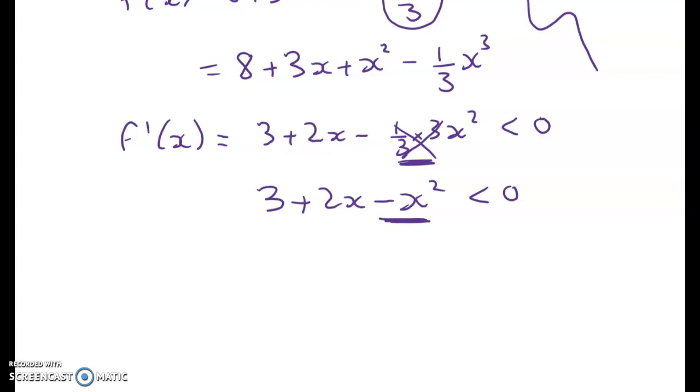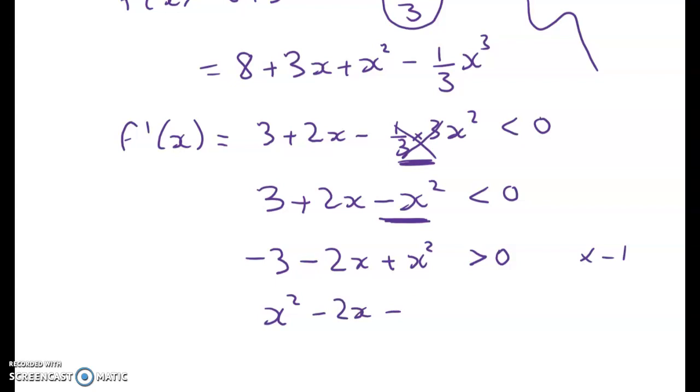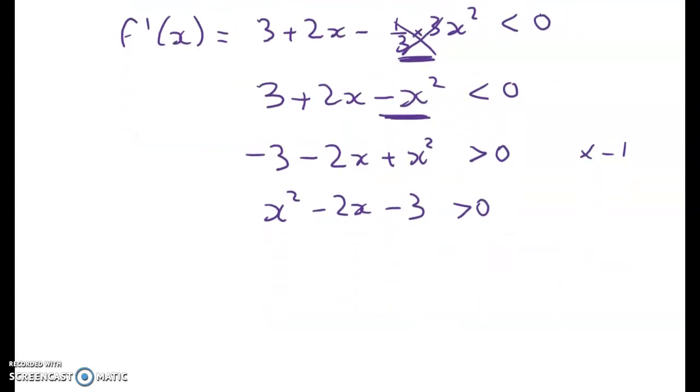So I'm going to times both sides through by -1. And that gives me -3 minus 2x plus x squared is greater than 0. Rewriting that gives me x squared minus 2x minus 3 is greater than 0. And that's a very nice, easy to factorize quadratic. If it weren't, we'd use the quadratic formula or completing the square to solve it.